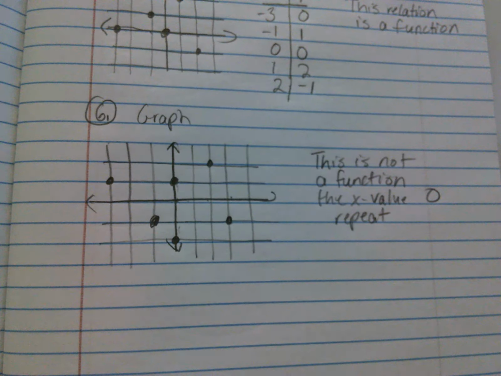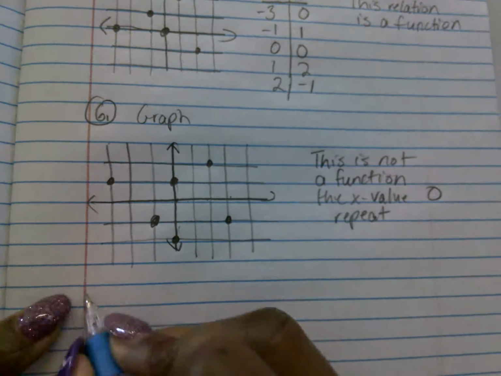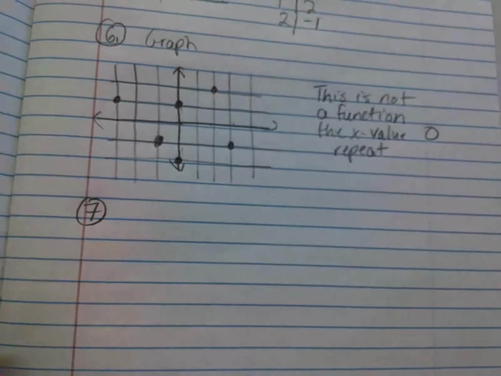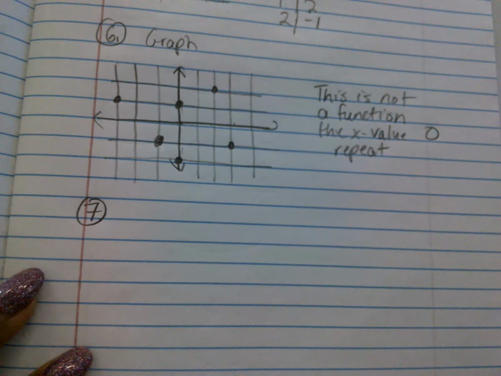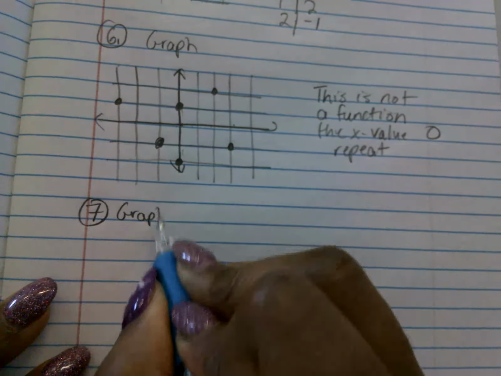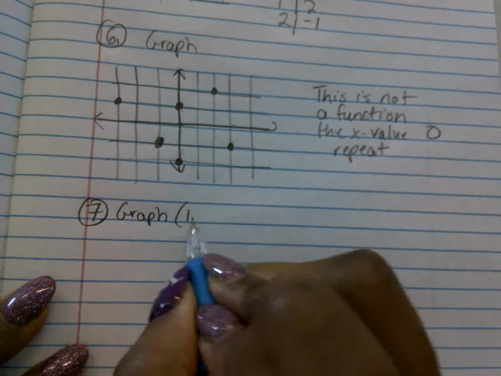Please write that in. All right, we're doing one more. Well, maybe. Depends on if we get it. This is a different kind of graph. This is going to be a line.